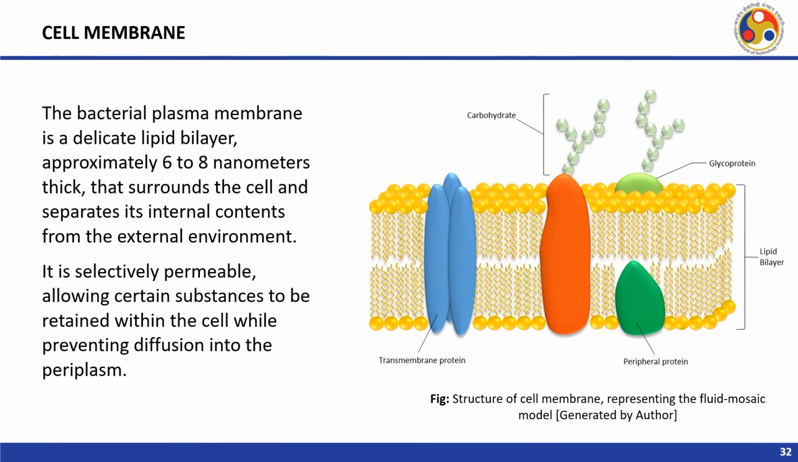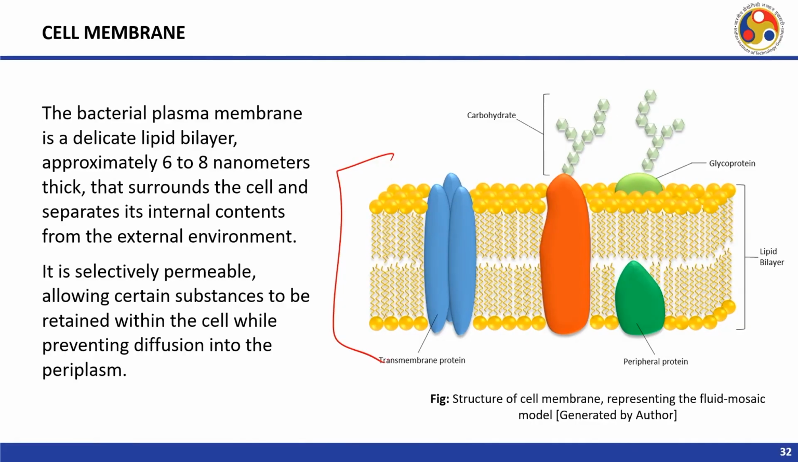Let us discuss the bacterial cell membrane. The bacterial cell membrane is a delicate lipid bilayer approximately 6 to 8 nanometers thick that surrounds the cell and separates its internal content from the external environment. It is selectively permeable, allowing certain substances to be retained within the cell while preventing diffusion into the periplasm.